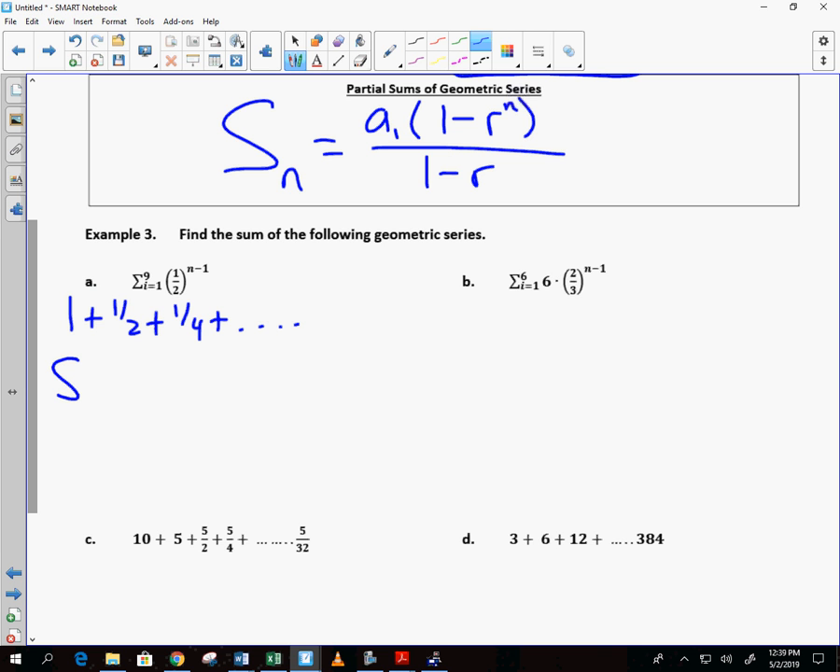The sum of how many terms will there be? 9 equals, what's the first term? 1 times 1 minus, what's r? It's a half. Raised to what power? 9. Divided by 1 minus 1/2. Okay, there we go.